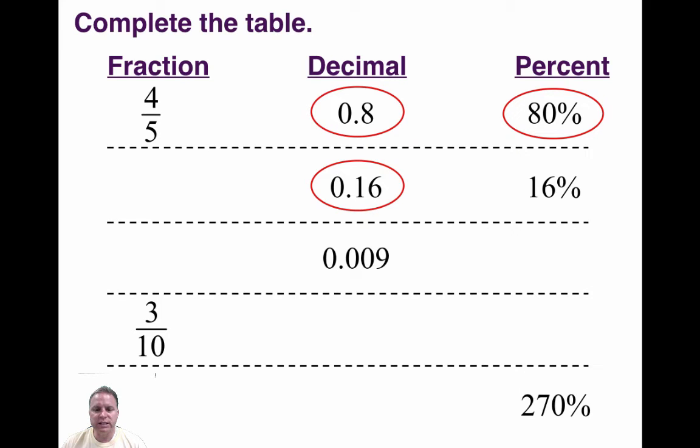And then 16 over 100. Is there anything that'll go into 16 that'll go into 100? You could divide both of them by 4, and that would give you 4 over 25. You could also divide by 2, but then you'd have to divide by 2 again.